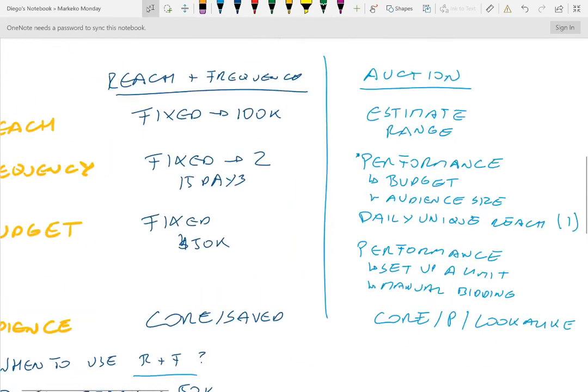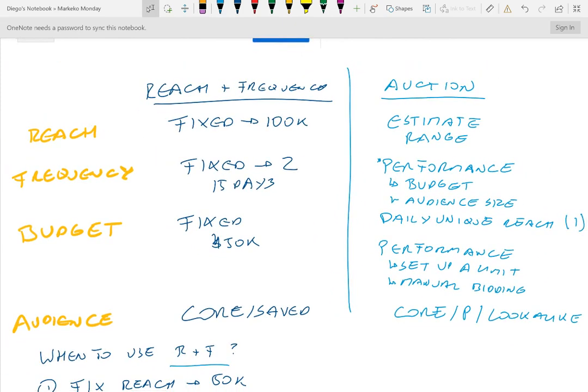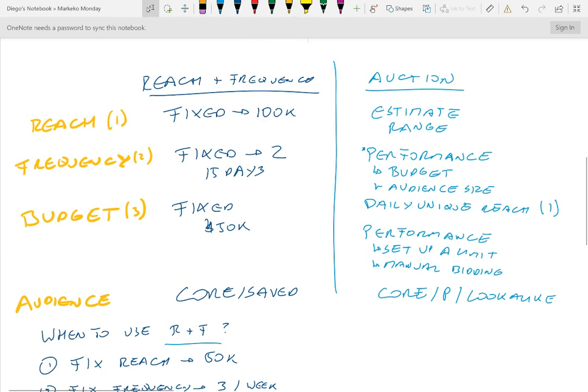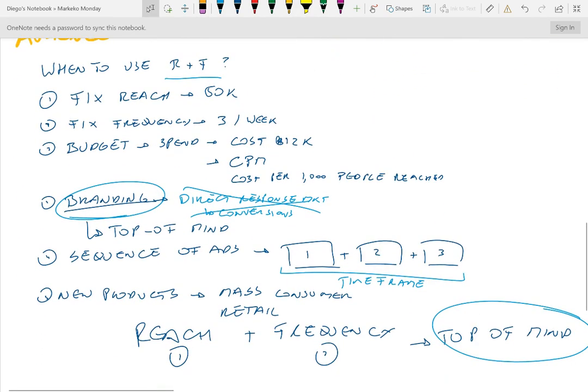What are the main differences between reach and frequency and auction? Again, just think about four things. One is reach, two is frequency, three is budget. Know a little bit about the limitations. I'm not going to go into detail. There's a couple of other things, but those are the main things that you need to know. And just know when to use reach and frequency. Know the couple of rules there, a couple of situations, and just strategically when to use it.